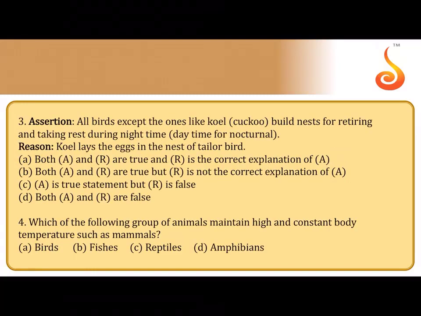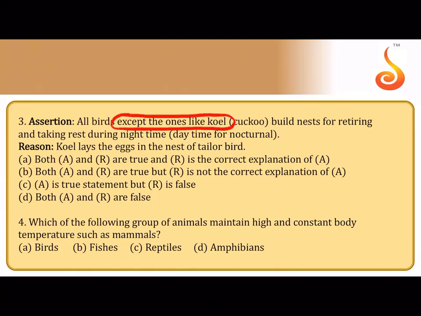Next, assertion: all birds except the ones like quail build nests for retiring and taking rest during the night time. So it's not like except the quail. The quail also would build the nest. So we would say that assertion is wrong. Then, reason: quail lays the eggs in the nest of a crow, not a tailor bird. So the reason is also false. So both assertion and reason are false. So it is the last option.